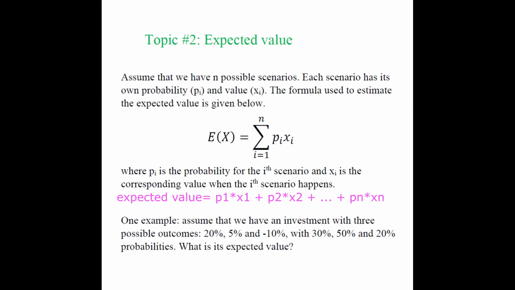Below is one example. Assume we have an investment opportunity with 3 possible outcomes: 20%, 5%, and negative 10%, with 30%, 50%, and 20% probability. What is its expected value? We can think of it as a 30% chance the economy is expanding, 50% a normal economy, and 20% the economy is going down. What is the expected value of this investment opportunity?